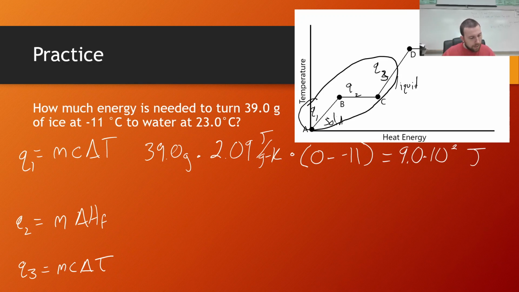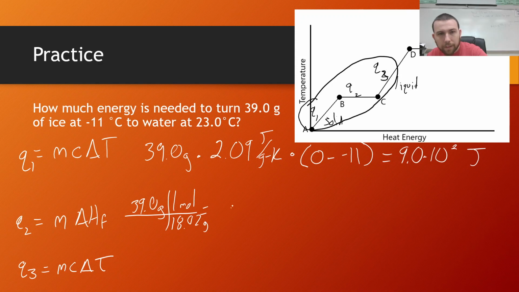All right. Let's say that we're given the molar heat of fusion as 6.01 kilojoules per mole. That means we're going to need to convert the grams of water to moles. So we're going to have 39.0 grams divided by 18.02 grams per mole, the molar mass of water. So we've got 2.16 moles of H2O times 6.02. Oh, excuse me, it's 6.01.